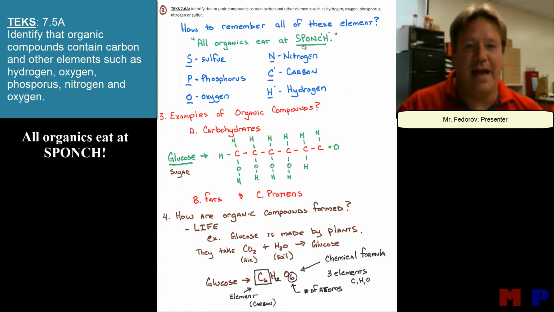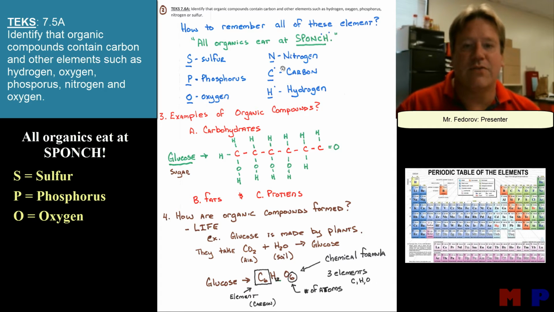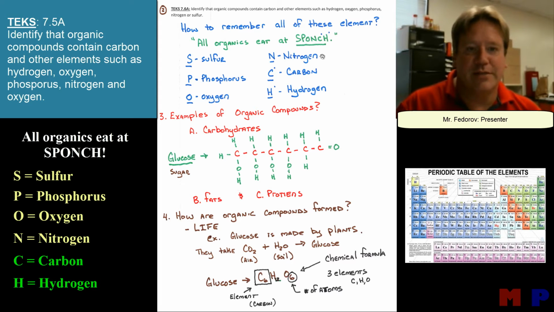If we take a look back at our periodic table, we can see that S would represent sulfur, and P stands for phosphorus. The O stands for oxygen. A capital N stands for nitrogen. A capital C stands for carbon, and a capital H stands for hydrogen. And I have little dots above these two saying that these are the most important for the atom or the molecule to be an organic compound.